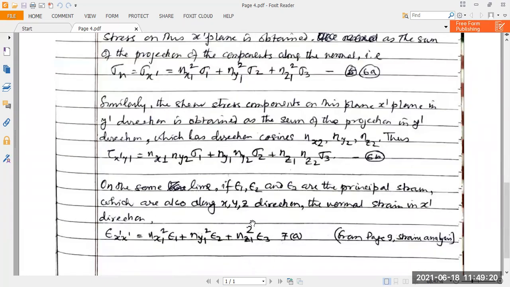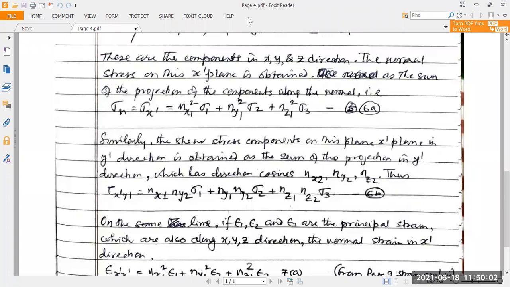At the same time, if we consider epsilon 1, epsilon 2, and epsilon 3 as the principal strains, which are again along the x, y, and z directions, meaning along the principal stress directions, the normal strain in any angle x dash, which is not along the principal stress but along other arbitrary directions in the coordinate system, will be given as epsilon x dash equal to nx squared e1 plus e2 plus e3, etc., which I've already proved in an earlier equation.